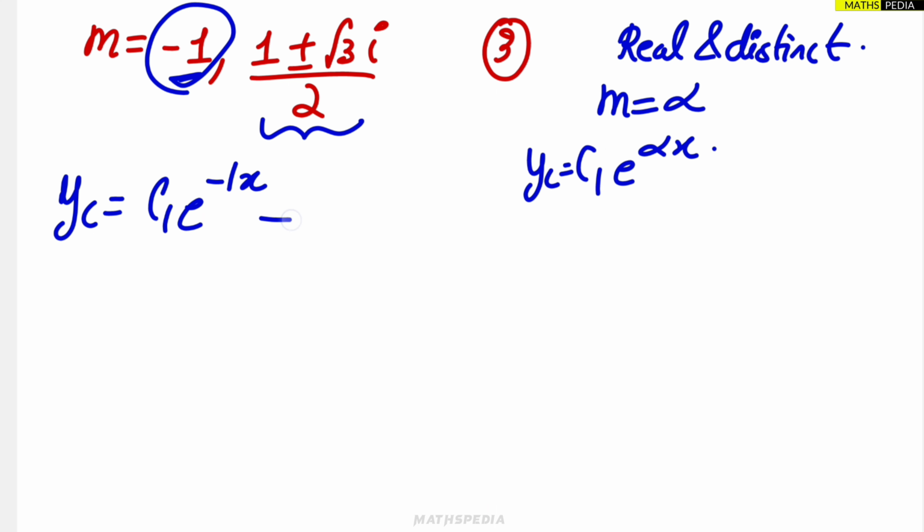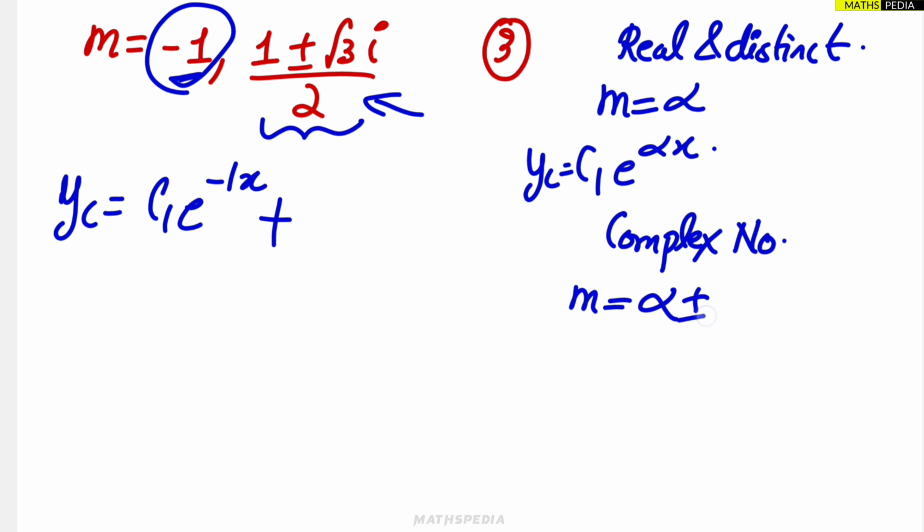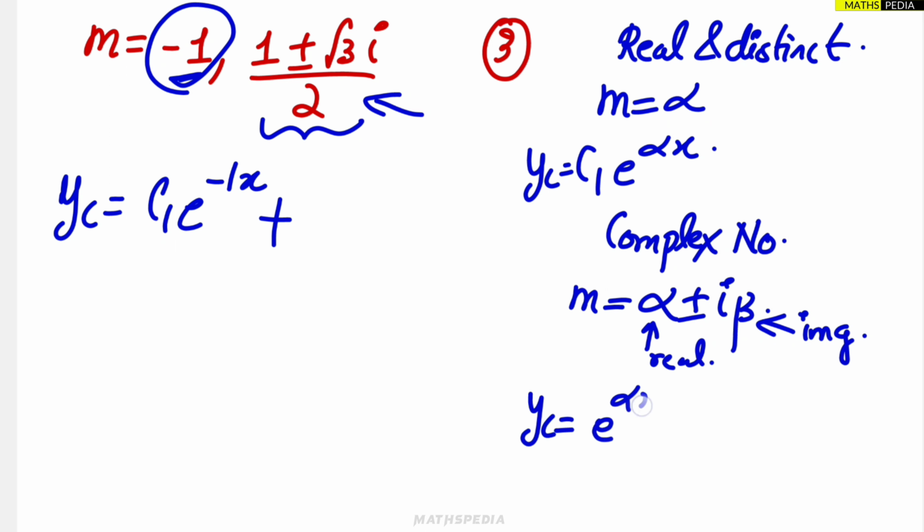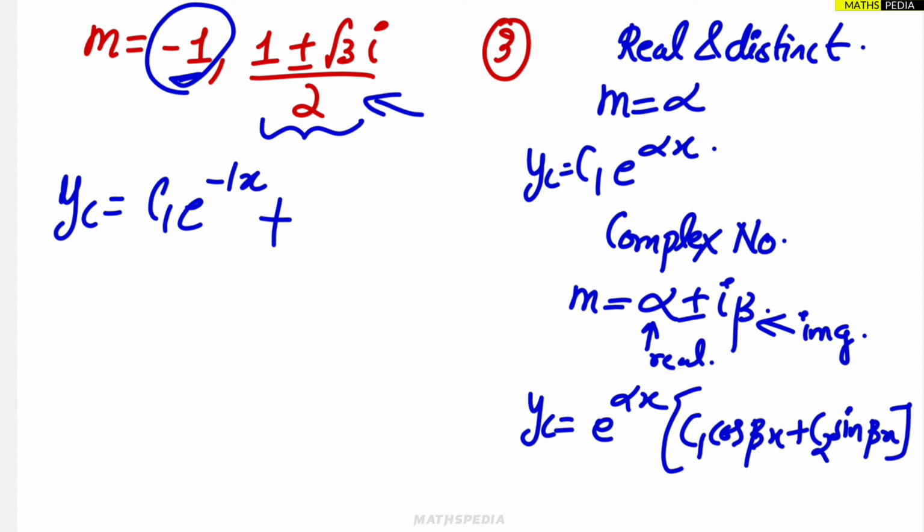Okay, plus now for this complex number I have to write. Whenever you get a complex number, what you have to do is this: m is equal to, suppose, alpha plus or minus i beta, where beta is nothing but the imaginary part and alpha is the real part. Okay, so the YC value will be equal to e power alpha x into C1 cos beta x plus C2 sin beta x. This you have to remember. So what is alpha and beta in this case?